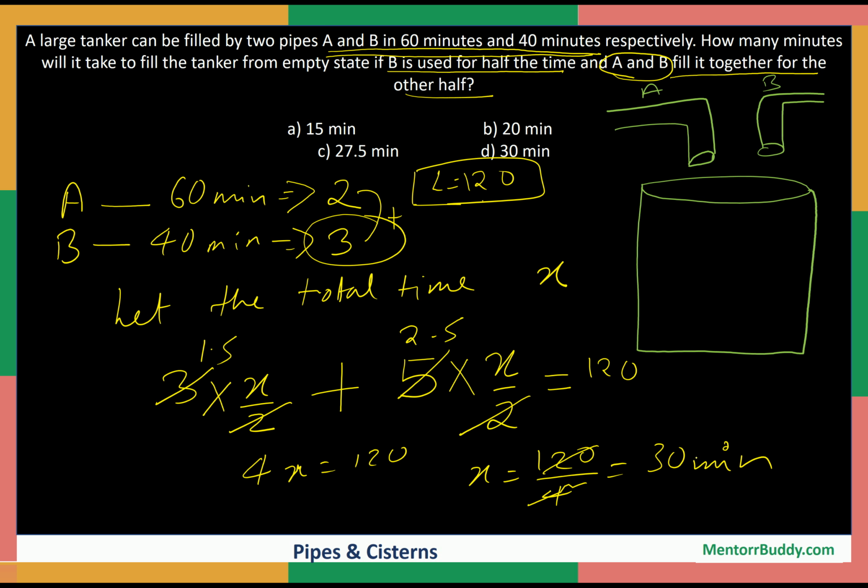Okay, so in this situation the value of x is coming out to be 30 minutes, and we have taken x as the total time which we need to find, so that is option D. So students, this is a very important concept of efficiency which you should learn.